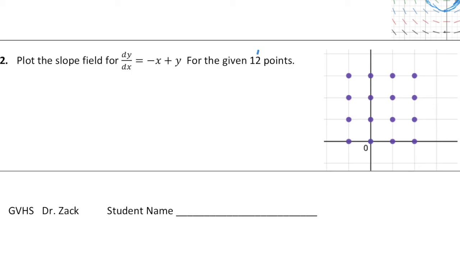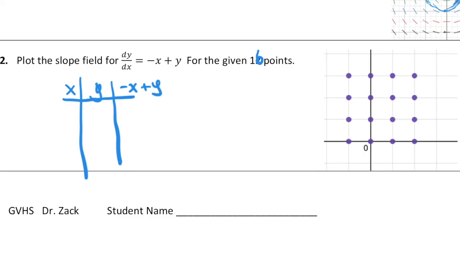For your next slope field, you're given 16 points again. Draw your table of values. You want to have x and y this time, and figure out negative x plus y. So I want you to plot all of the values for this slope field given each one of the points. So for example, the first point you might attempt to do would be (-1, 0), and your answer would be 1. So when you plot the slope for (-1, 0), you probably want to have it look like that. You have 16 points to fill in, and then you'll be all set to attempt the homework.